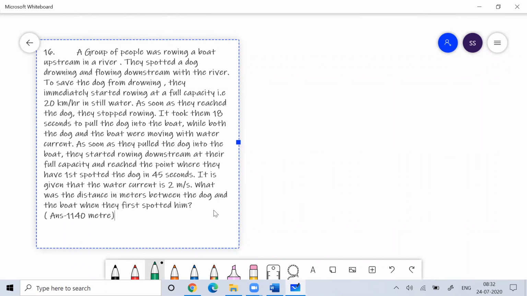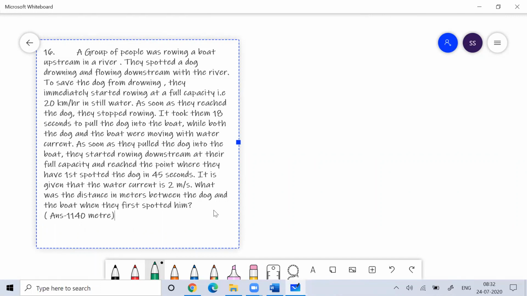A group of people were rowing a boat upstream in the river. They spotted a dog floating downstream with the river. To save the dog from drowning, they immediately start rowing at the full capacity, which is given as 20 kilometer per hour in still water, means the speed is given to you. That is x is given to you, 20 kilometer per hour.